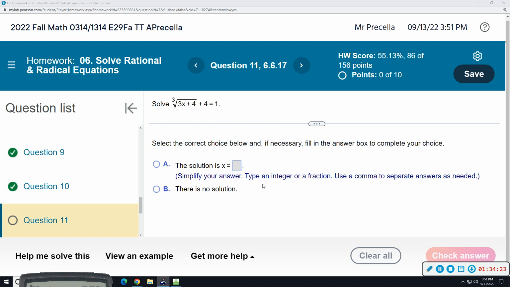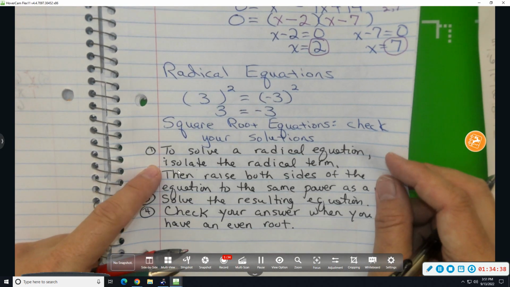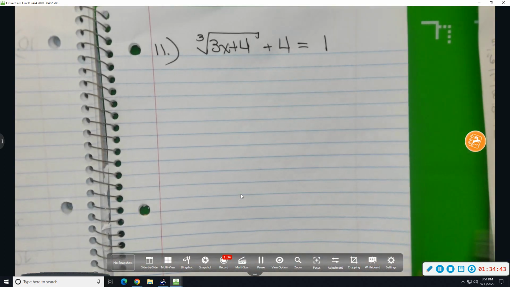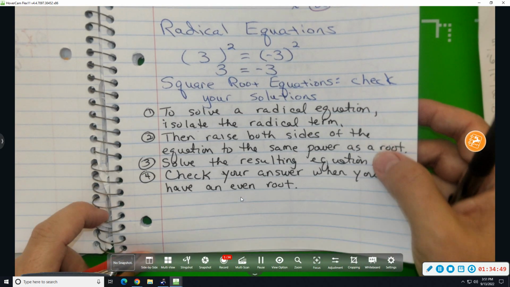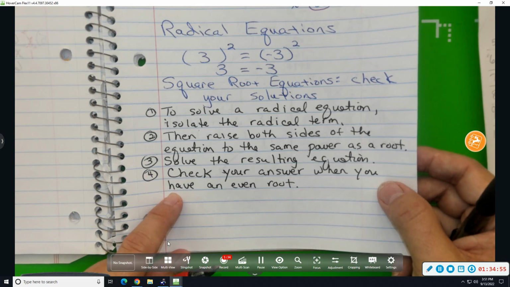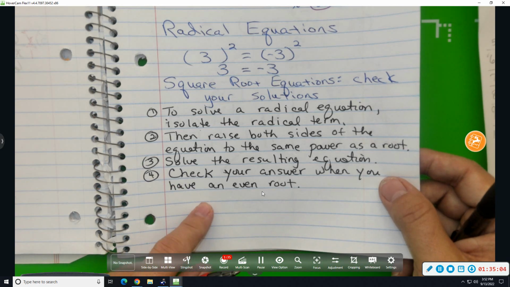Make sure you wrote it. Cube root of 3x plus 4, then another plus 4 equals 1. Okay? Remember Tony's steps. We're going to isolate the radical, raise both sides to the power. And instead of squaring on this one, what are we going to do? Instead of squaring, we're going to cube it. Solve the equation. You don't have to check your work here, because taking a negative number and raising it to an odd power doesn't give you a positive result. You only have to check your answers if you're raising it to an even power.